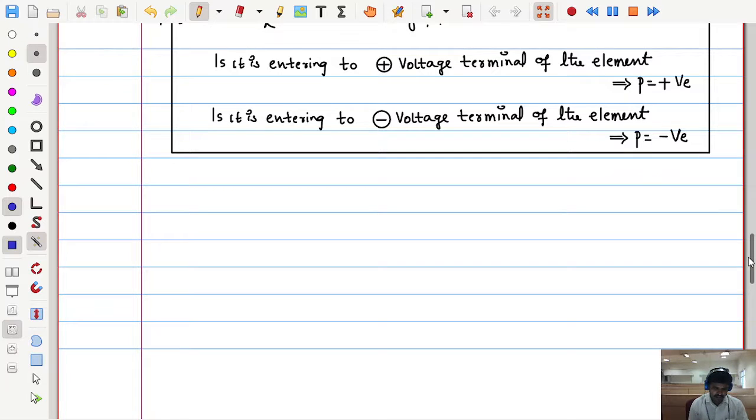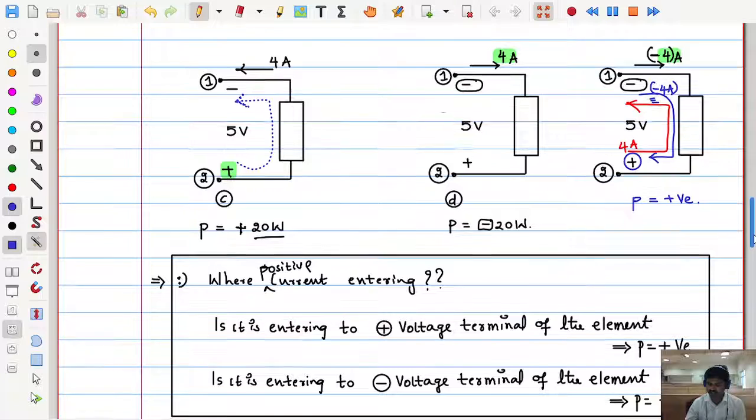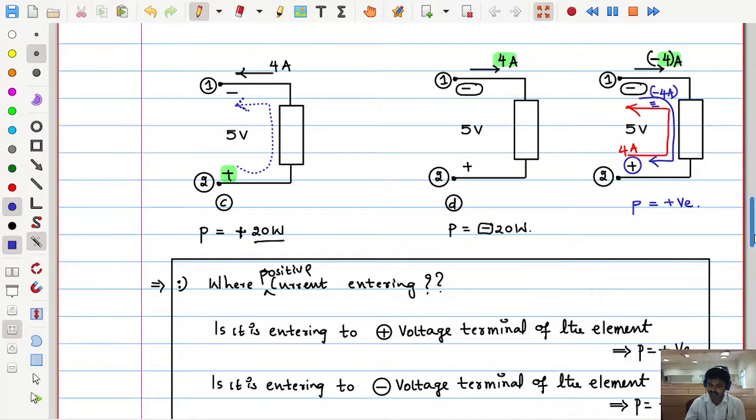Yes, I will come to that point. Once we complete these element natures, that is active and passive elements, there are two kinds of elements: those which supply power and those which absorb power. Based on that, when I discuss that concept, I'll talk about this point, then you will get clarified. Okay. Right.